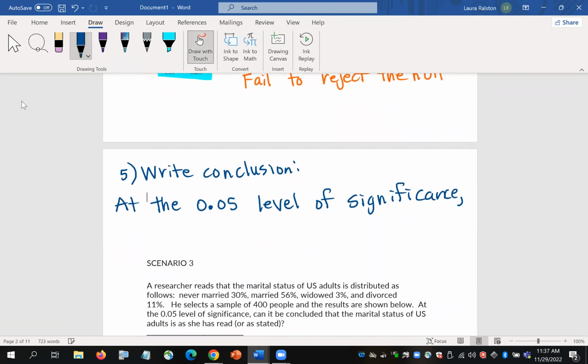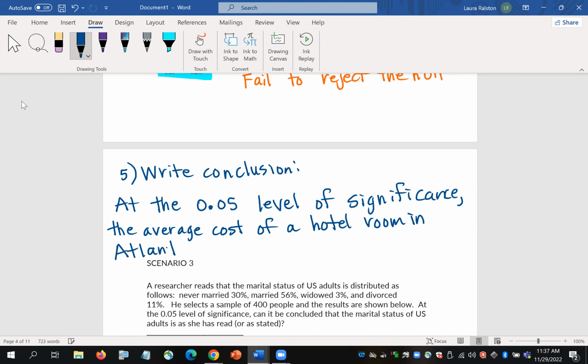At the 0.05 level of significance, the average cost of a hotel room in Atlanta is $69.23.